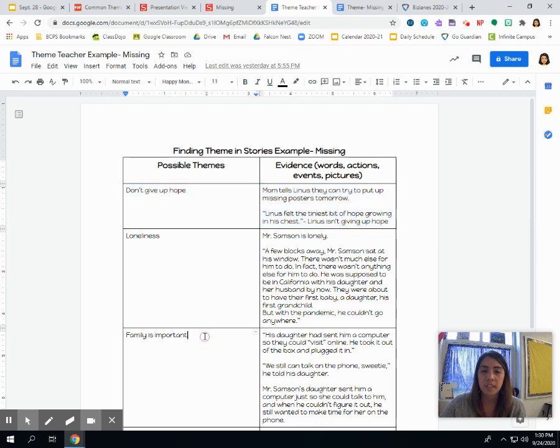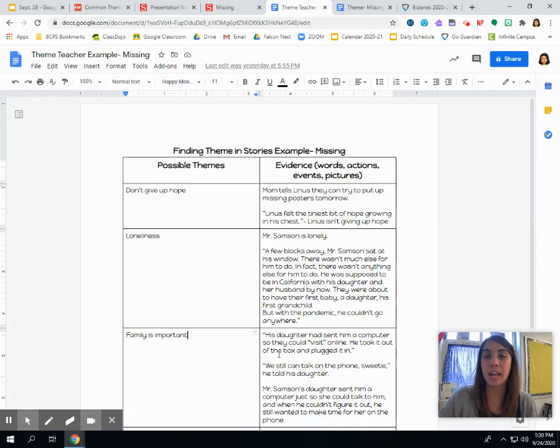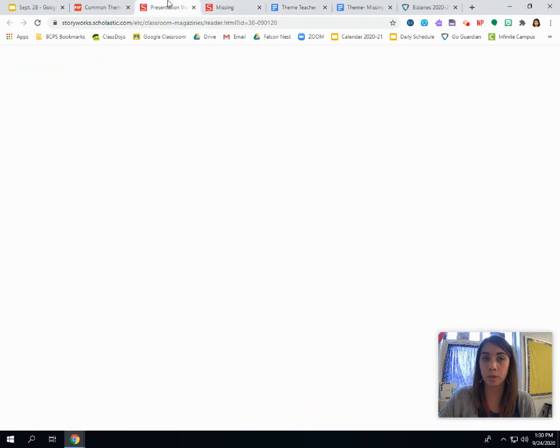I think this shows me that family is important. Both of those quotes told me that. So I typed those both out, and I also added a comment. I said, Mr. Sampson's daughter sent him a computer just so she could talk to him, and when he couldn't figure it out, he still wanted to make time for her on the phone. So that shows me that family is really important to them.